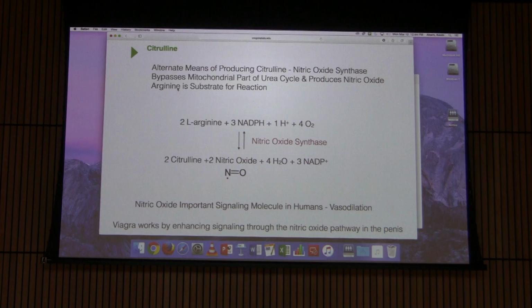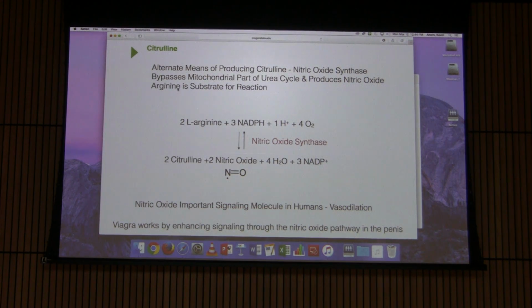To produce it, one starts with arginine in a fairly complicated reaction that you can see here. 3 NADPHs, that's a lot of reduction power going on, a proton, and 4 molecules of oxygen produce all this mess of stuff down here. The enzyme that catalyzes this is nitric oxide synthase. The main product of this reaction is this guy right here. A byproduct, as it were, is citrulline, which can be used to perpetuate the urea cycle.